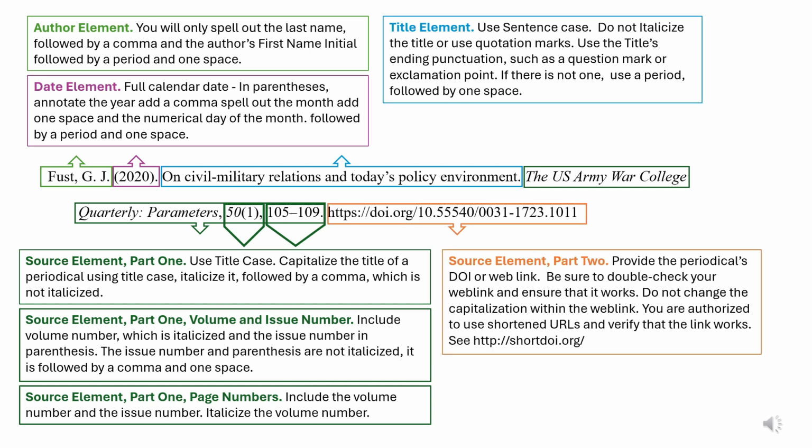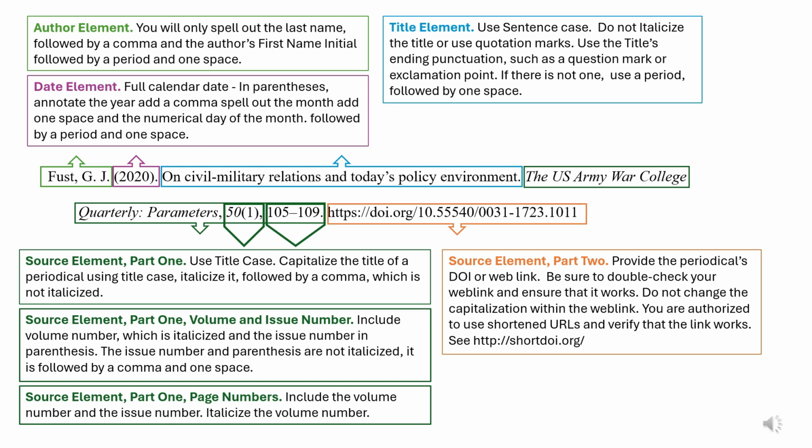Part 2 of the fourth element is the source element. Provide the periodical's DOI or web link. Be sure to double check your web link and ensure that it works. Per APA, links should be live if the work is to be published or read online. Do not change the capitalization within the web link, which may cause an error.